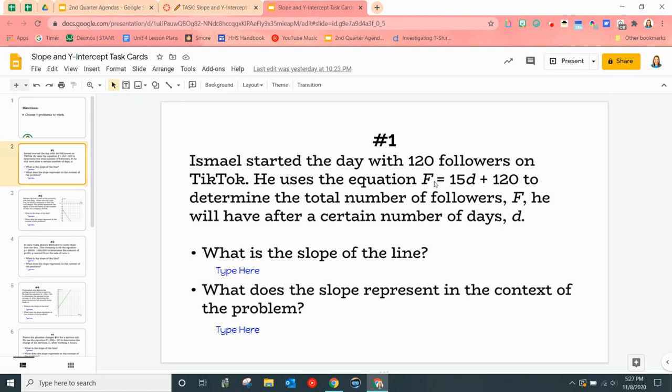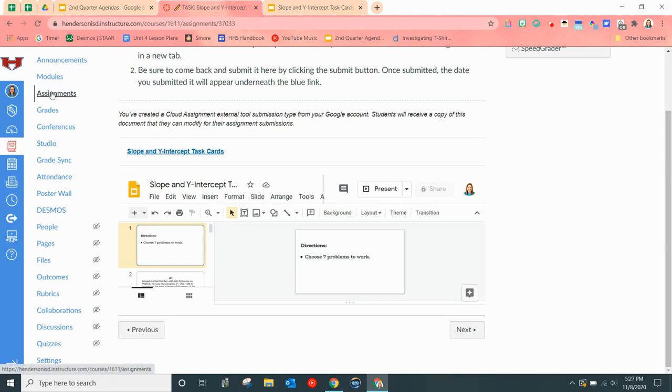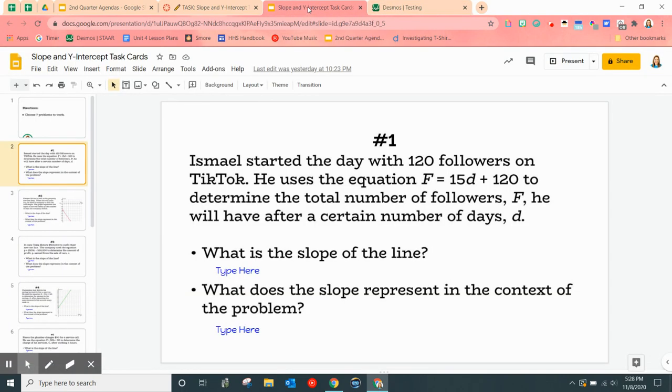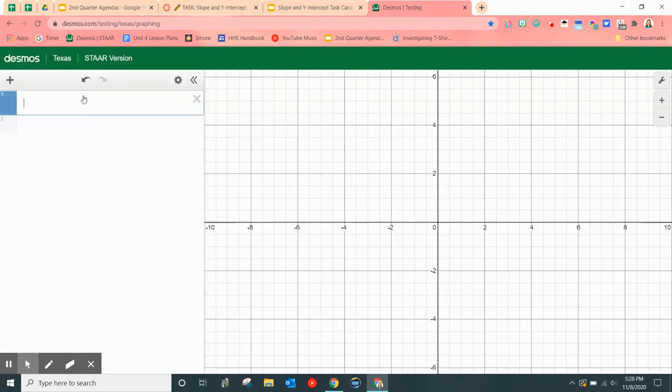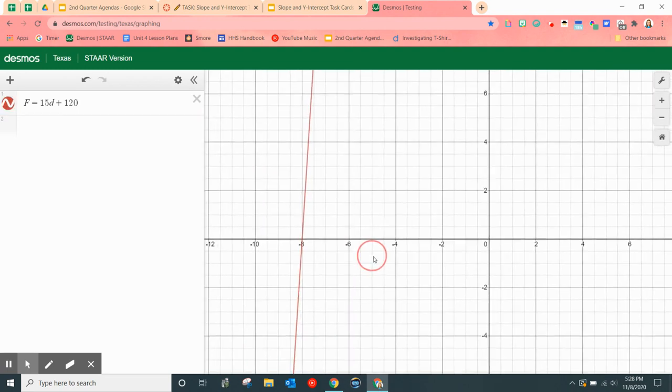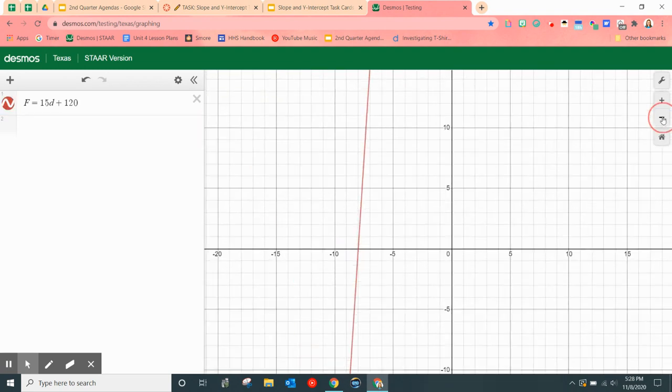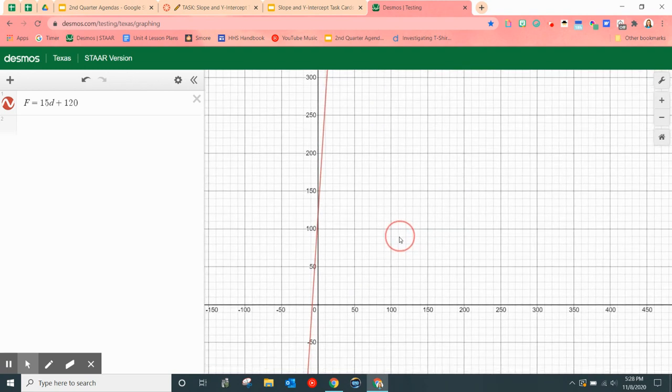So there's several things you could do here. You could come over, remember, Desmos is linked on the side over here. Now your side does not look like this. I have a lot more options than you do. But you could click on Desmos and open that up in a new tab. And you could graph this problem, and that's going to give you a picture. Now, I don't know. Let's see if Desmos lets us do F is equal to 15D plus 120. Yeah, it will. Last year, Desmos didn't like it if you didn't use X and Y. It looks like they've updated it. So we could zoom out here. Okay, so there's our picture.